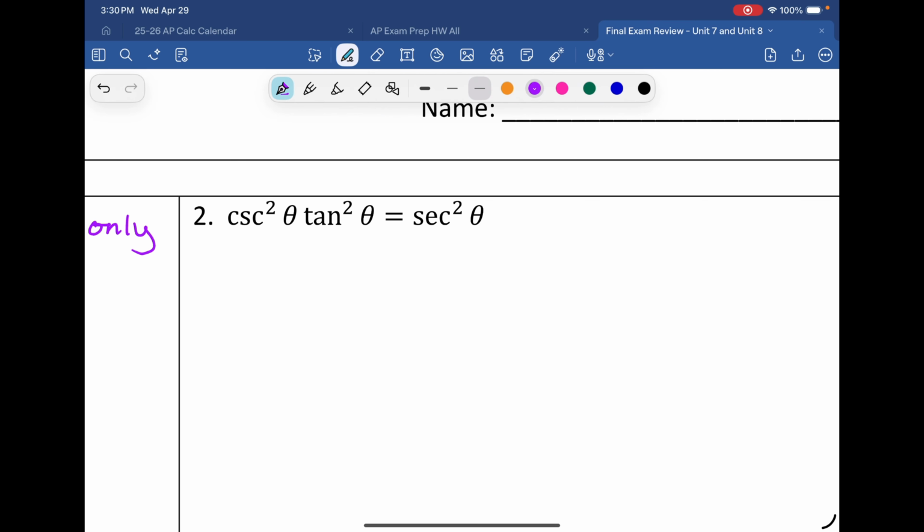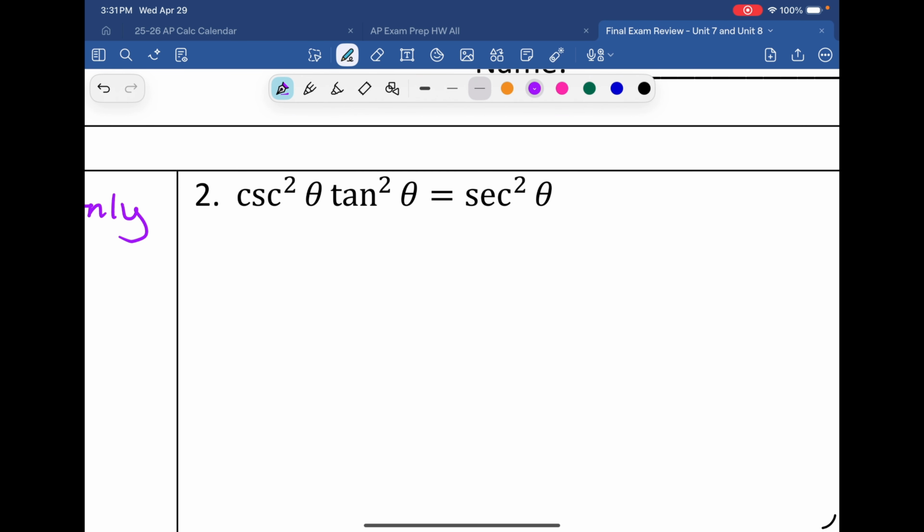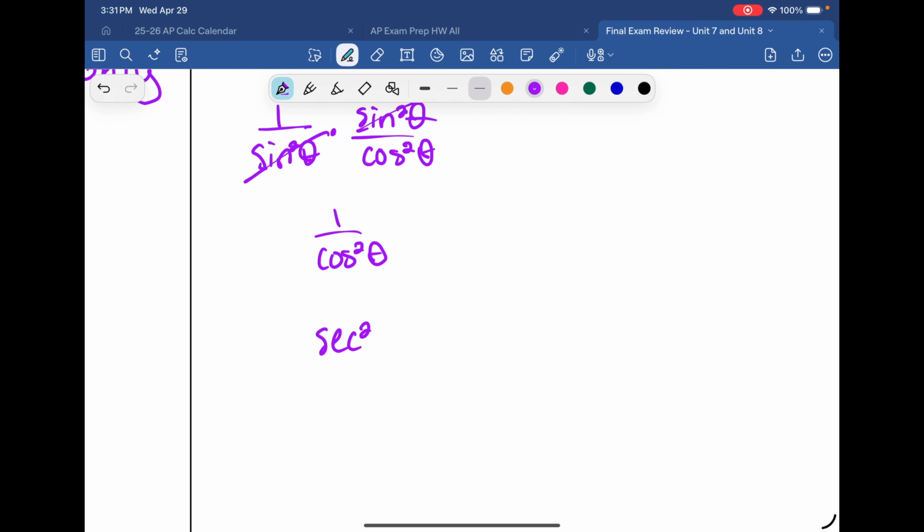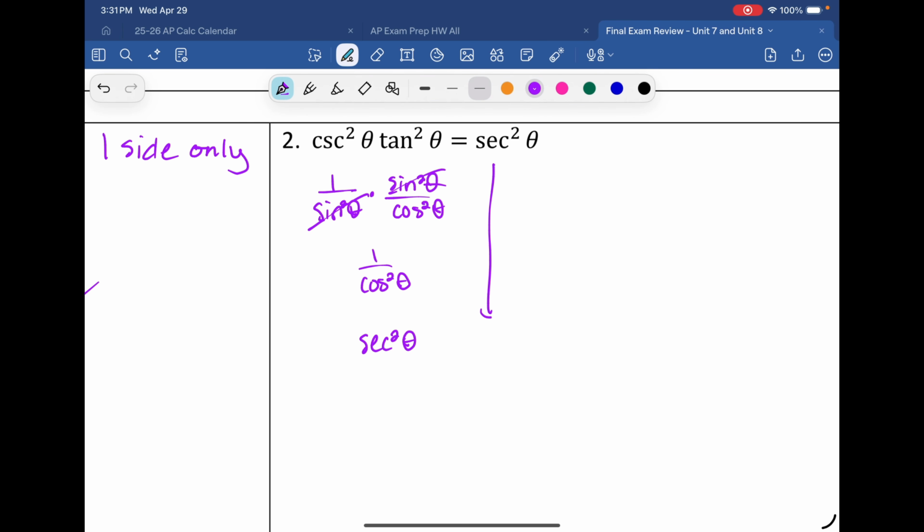Okay, moving on to this one. We want to change the more complicated side to the other side, and remember, it's one side only. This side is more complicated than that side. So I'm going to change cosecant. One rule that you can always follow is try to change to sine and cosine. So cosecant is 1 over sine squared. Tangent is sine squared over cosine squared. And then the sine squared cross cancels. You have 1 over cosine squared, which is secant squared, which is what we have over here. So you've proven that the left equals the right.